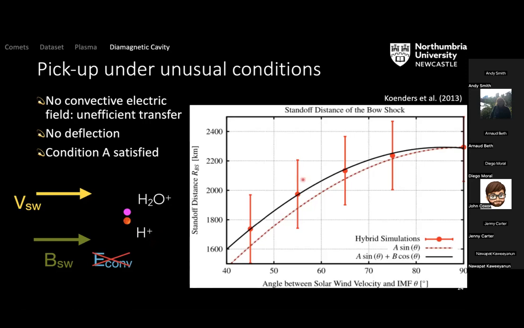And there were some really lovely simulations by Christoph Koenders already in 2013, where he varied the angle between those two vectors in the solar wind. And he found that the standoff distance of the bow shock decreased with angle, which is an indication of the efficiency of the energy transfer. So this is nice because it actually seems to work.